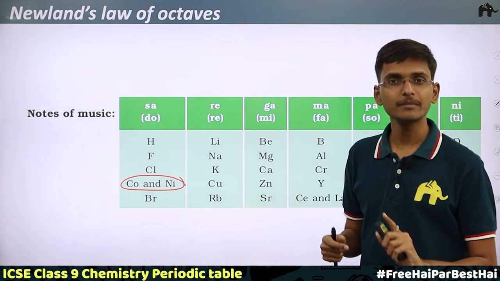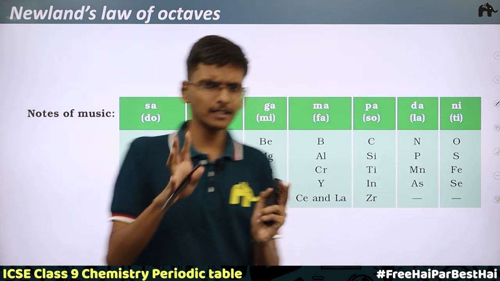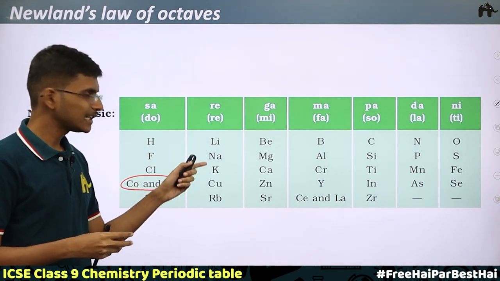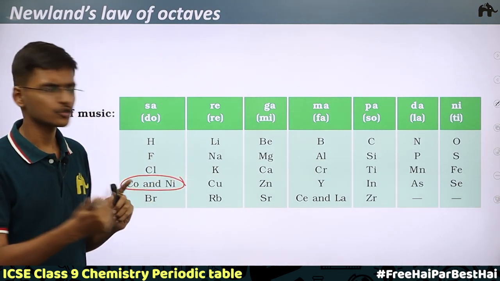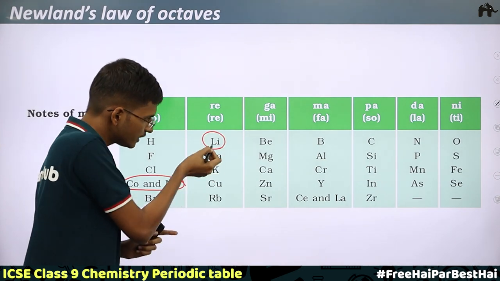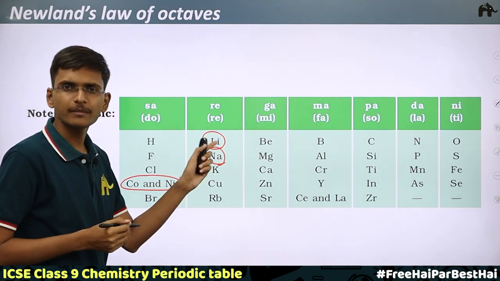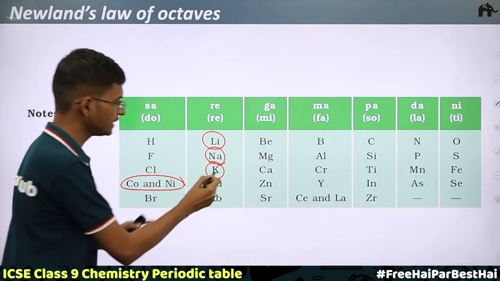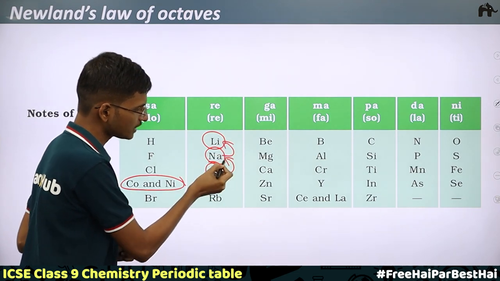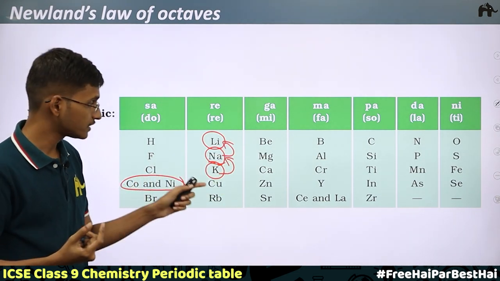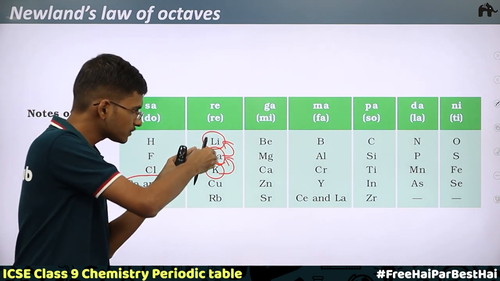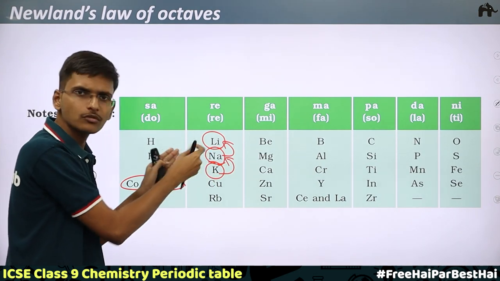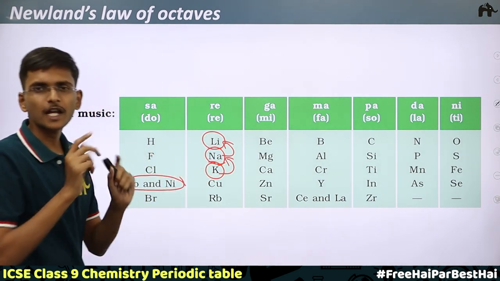And also what blunder he made was, we have figured out that because of his law, the eighth element has properties similar to the first element. We figured out that sodium is the eighth element from lithium and it resembles lithium. Potassium is the eighth element from sodium and it resembles sodium. So lithium, sodium and potassium have similar properties. The elements placed below each other have similar properties.